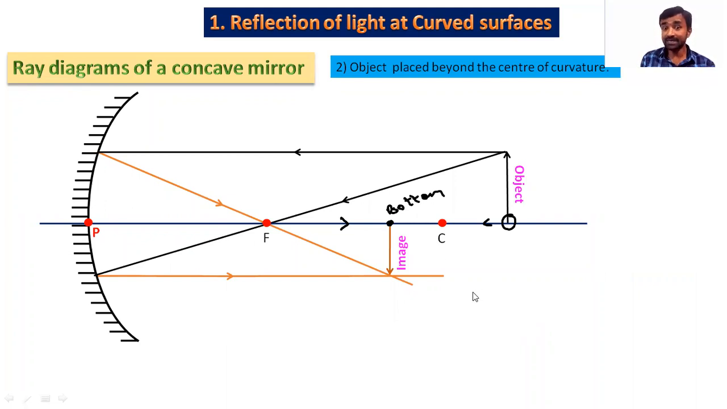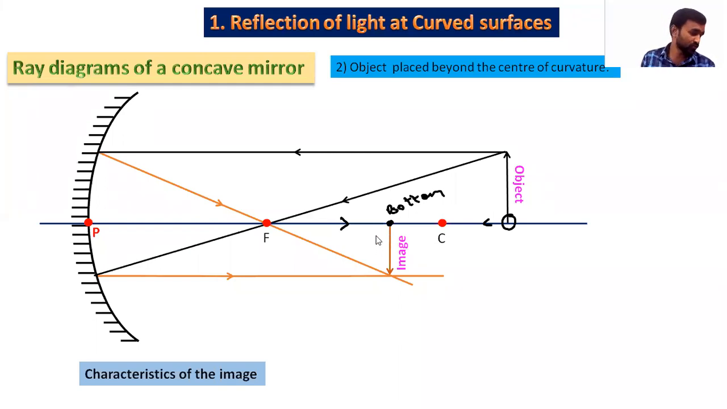Next, the characteristics of the image we have to write. What you can write: the characteristics of the image formed by the concave mirror when the object is placed beyond the center of curvature. So look at the first one I am writing. Is it real or virtual? Is it real or virtual?